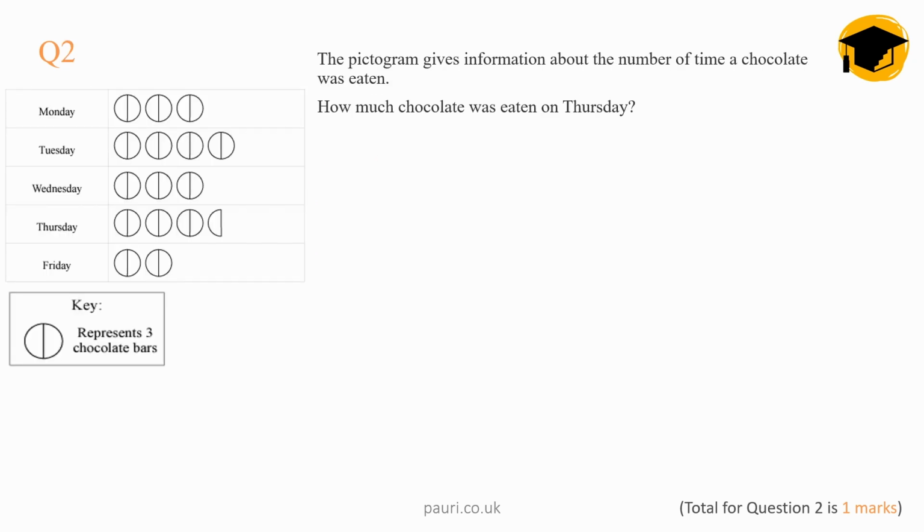Question 2. The pictogram gives information about the number of times a chocolate was eaten. How much chocolate was eaten on Thursday? Thursday is this day. And just keep an eye on this key here as well. A full circle represents 3 chocolate bars. So I've got 3 full circles, i.e. 3, 6, 9. I've got 9 chocolate bars plus 1.5. My final answer is 10.5 chocolate bars.